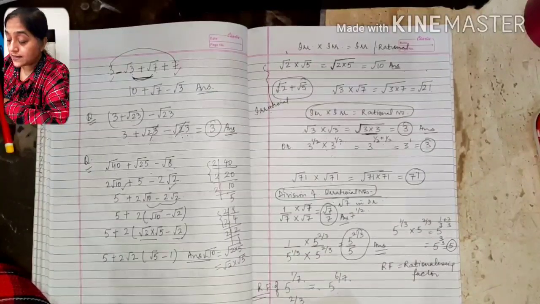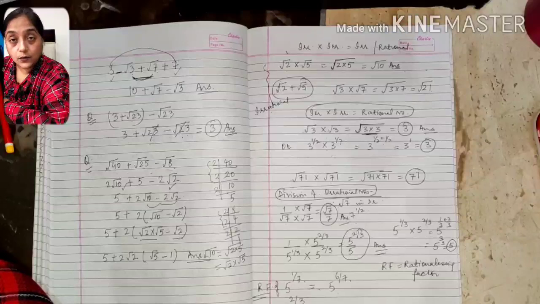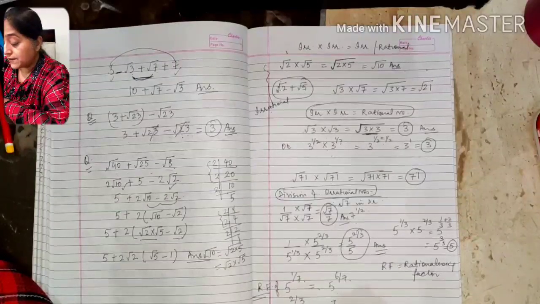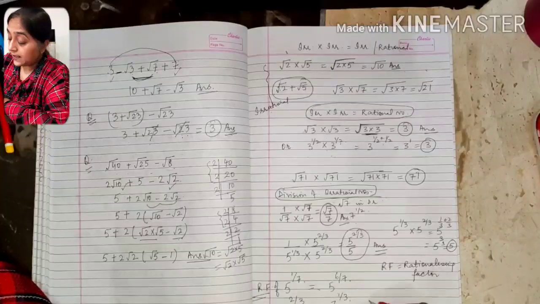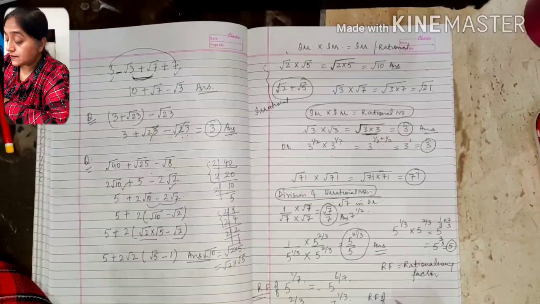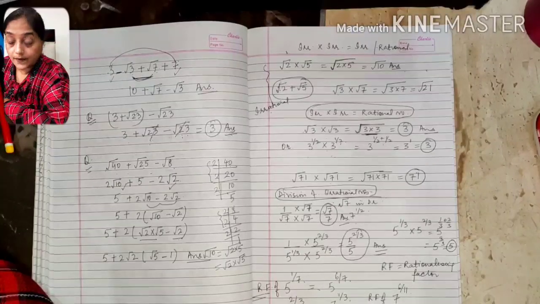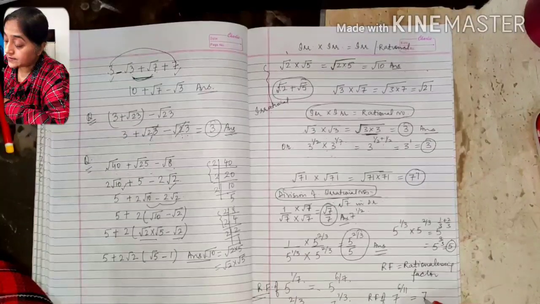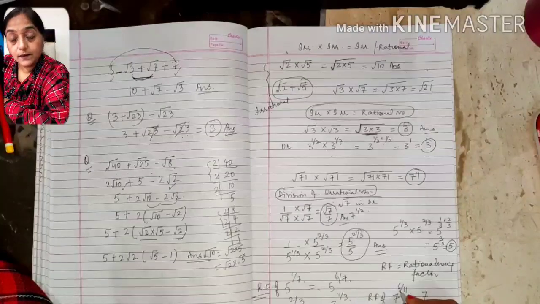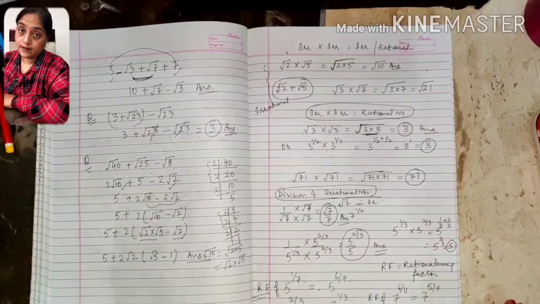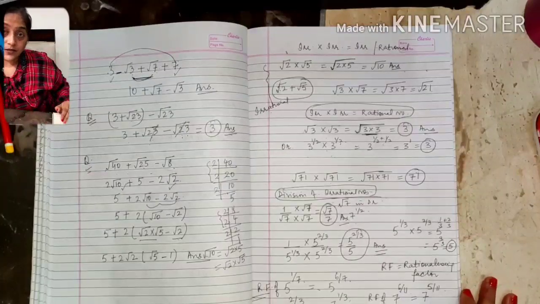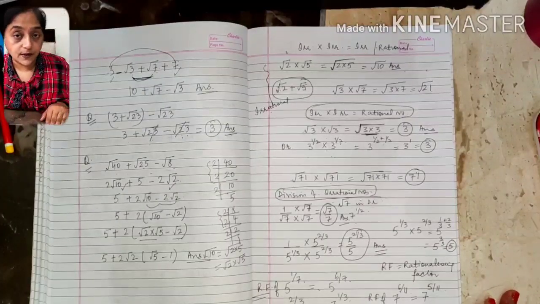Rationalizing factor of 7 raised to 2 by 3. RF of 7 raised to 2 by 3. What will it be for 2 by 3? 1 by 3. Got it? Similarly, RF of 7 raised to the power 6 by 11. What is the complementary of 6 so that it makes 11? 5 by 11.